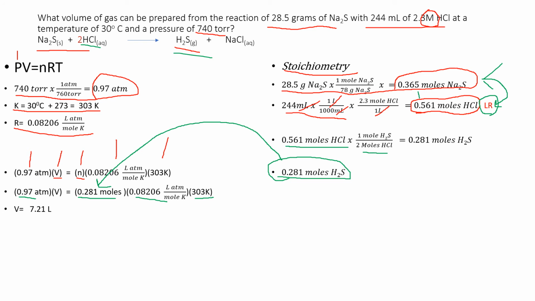So you need to combine terms and then isolate in order to solve for the variable, which is the volume. In order to do that, you would multiply the 0.281, R, and the temperature all together, and then divide by the 0.97 atmospheres in order to isolate the volume. That's going to give you your volume of 7.21 liters. So when you're doing gas stoichiometry, it really is just doing stoichiometry and combining it with the ideal gas law. It really is just using both of those things in conjunction with each other.